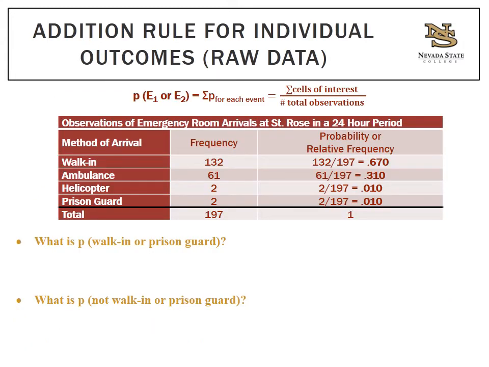So now I want you to pause this video and take a moment to try this on your own. Try to figure out what's the probability that the next person will be a walk-in or a prison guard based on this data, and what's the probability that the next person that comes will be not walk-in or prison guard based on this data.